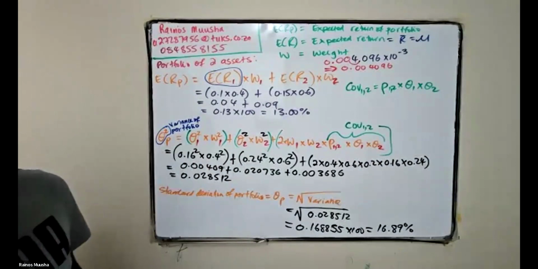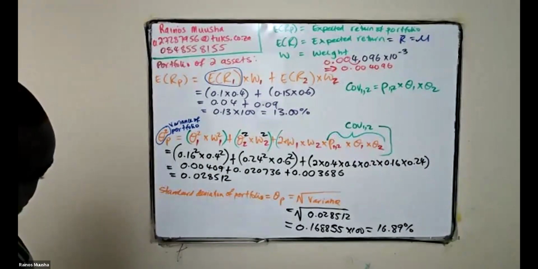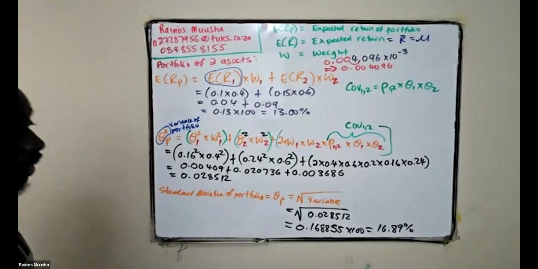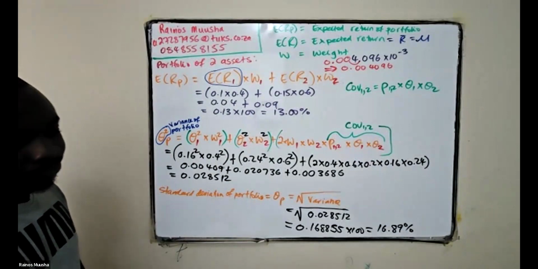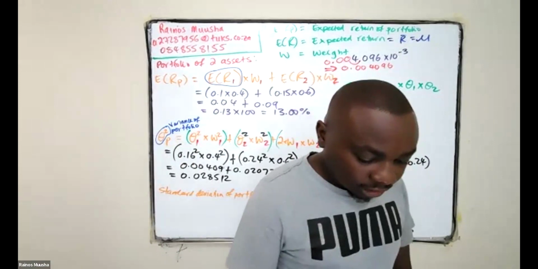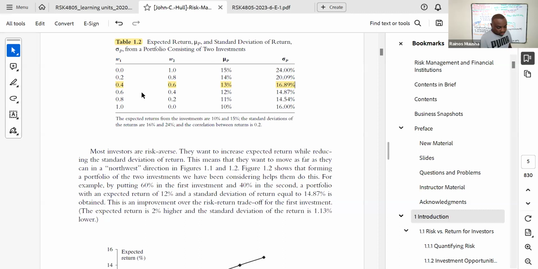Are we on the same page? Any questions? Anyone lost? So these are the values that we were expected to get. If you look at the calculation for weights, if we allocate a weighting of 40% to asset 1 and 60% to asset 2, your expected return that we got is 13%, and the standard deviation would be 16.89.